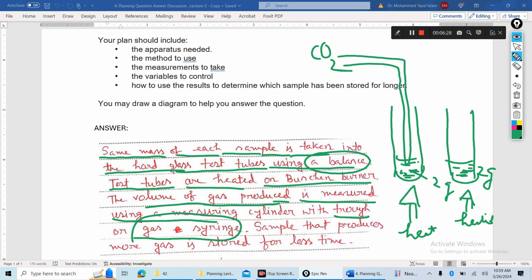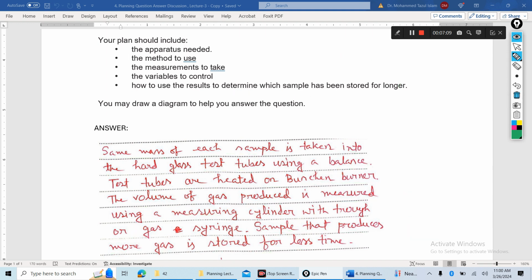Now, with the result, how to use the result to determine which sample has been stored for longer. This is the result. The sample that produces more carbon dioxide is stored for less time. The sample that produces more carbon dioxide has been left for a short time. But the sample that produces less carbon dioxide was stored for a longer time. This is the result.